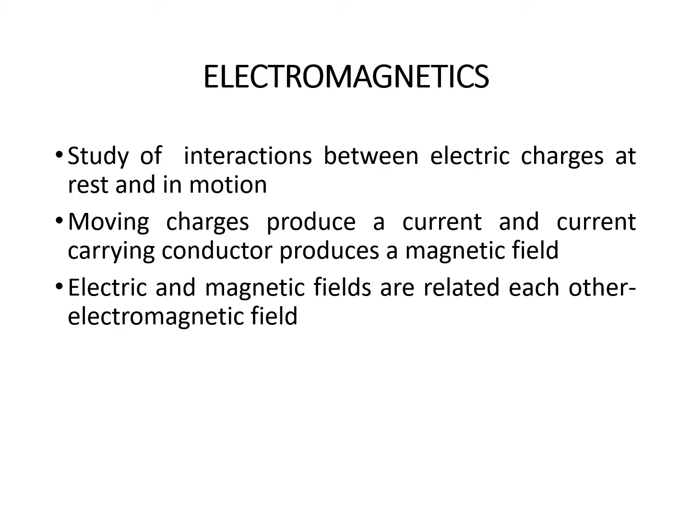Next, electromagnetics. What is meant by electromagnetic field or electromagnetics? Electromagnetics is a study of interaction between electric charges at rest and in motion. Moving charges produce a current and a current carrying conductor produces a magnetic field. In such a case, electric and magnetic fields are related to each other. Such a field is called an electromagnetic field.